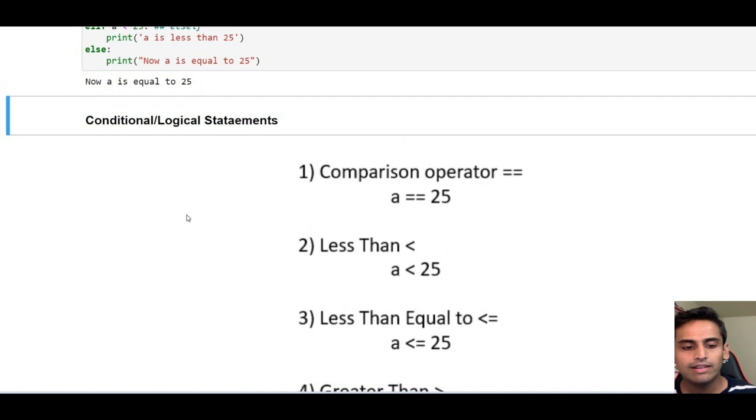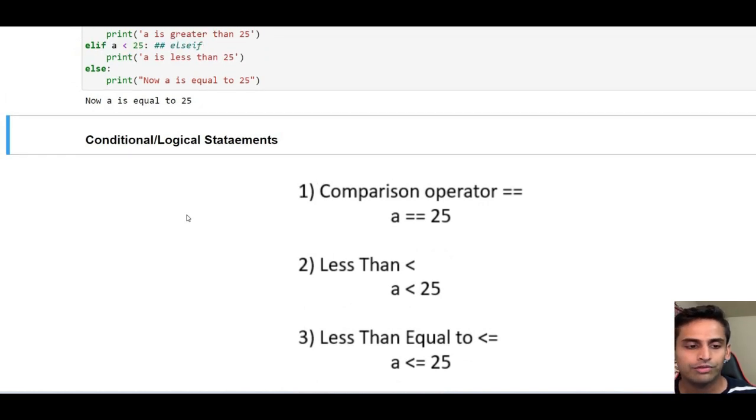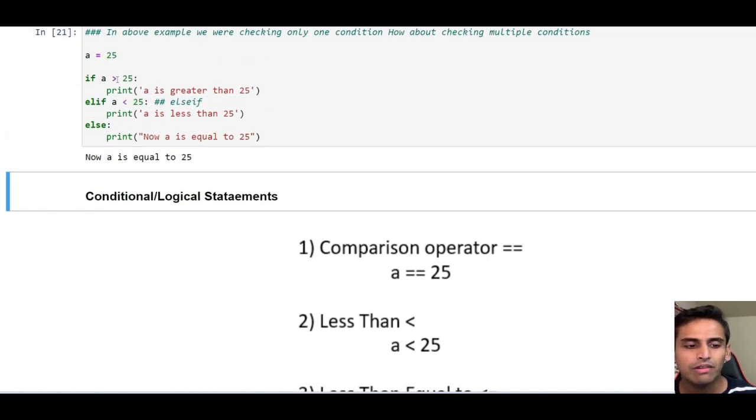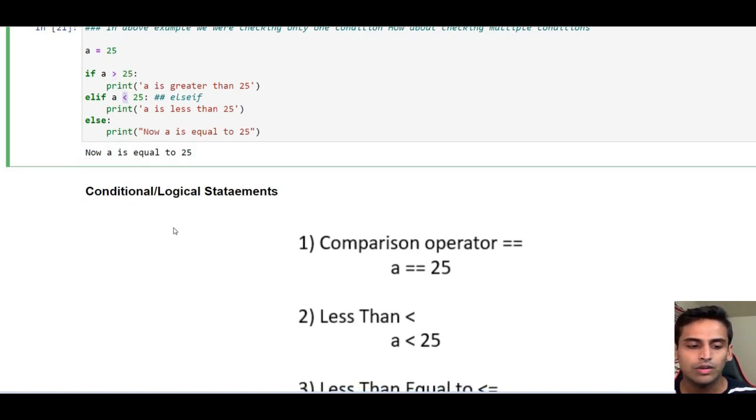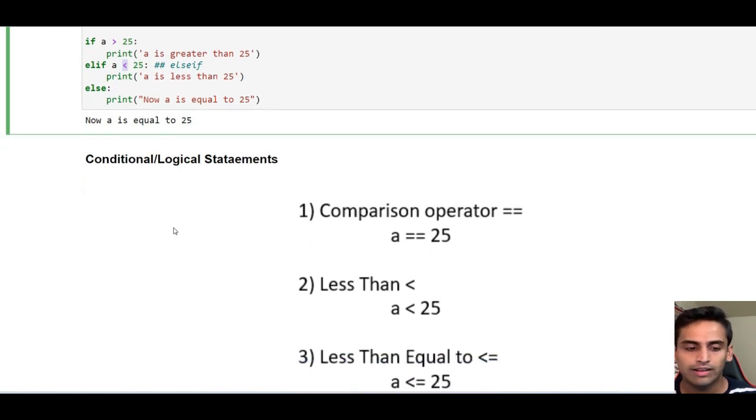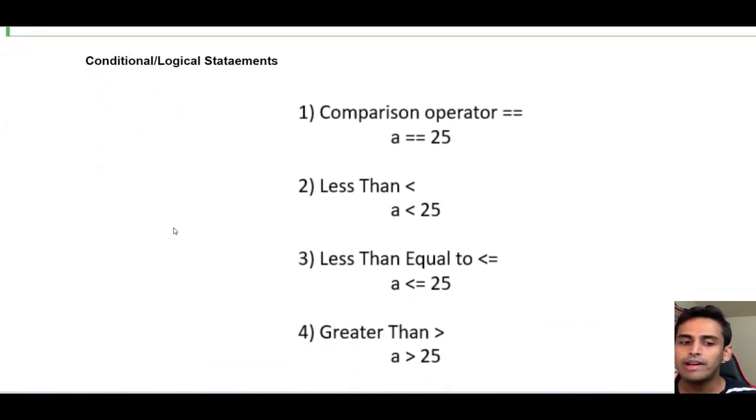Now there are multiple conditional statements we can use. For example, so far we have been checking only one thing, which is greater than or less than. But we can use multiple other conditional or logical statements as well. Some of the commonly used conditions are, first, the comparison operator. The comparison operator will check whether a is equal to 25 or not. In Python, we do a comparison check by using two equal to signs.